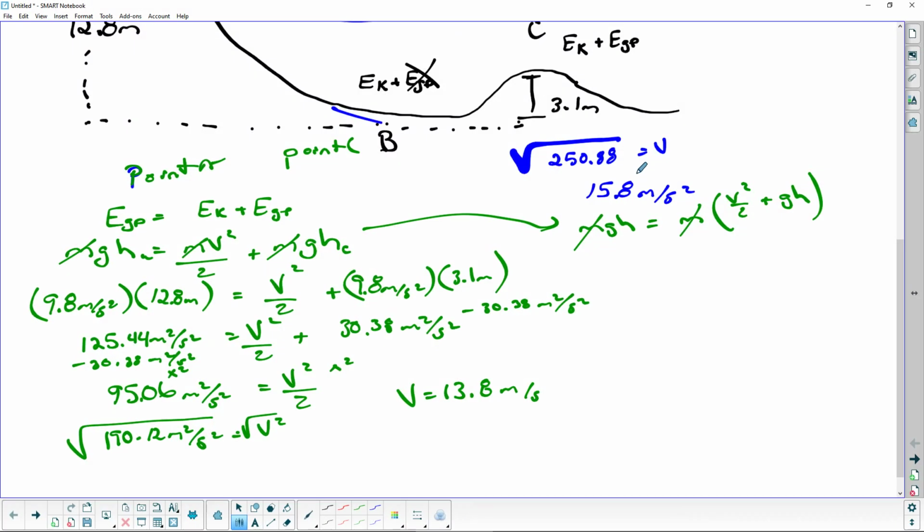Okay, so that's an example of having two energies, having still some potential energy there. Kind of a ski hill example, a very, very common example that we do. Still, we're not dealing with any friction yet.